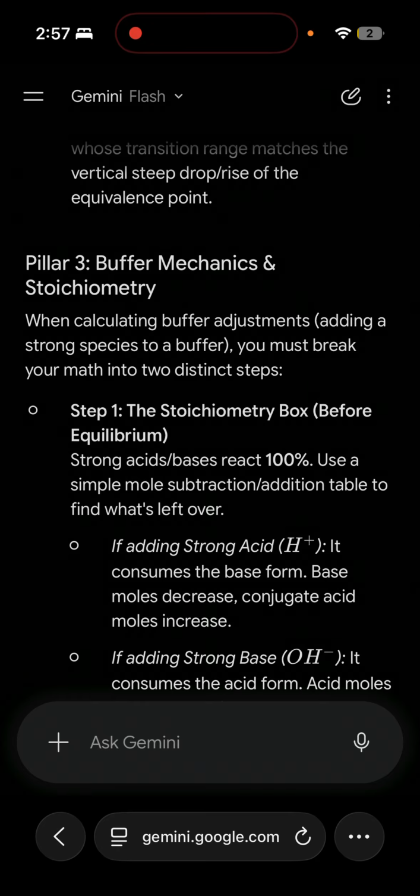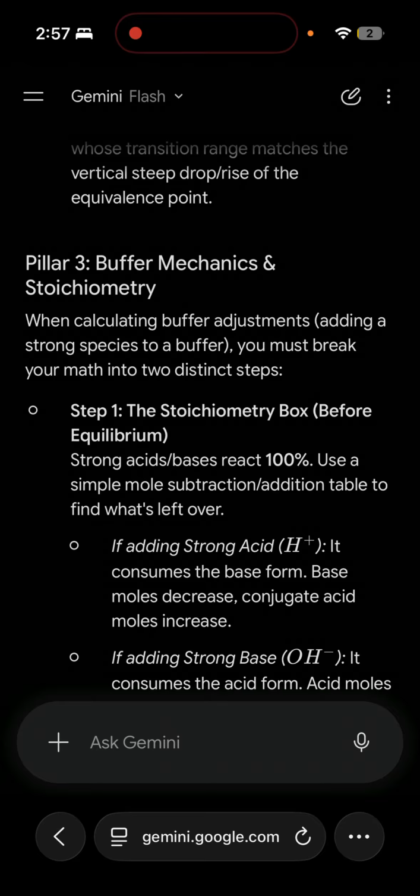Titration curves and regions. 1. Initial pH, right at the start, V equals 0. If it starts low, it's an acid in the flask. If it starts high, it's a base. 2. The buffer region, half equivalence point, flat plateau-like region. Concentration of weak species equals its conjugate pair, meaning pH equals pKa or pOH equals pKb.